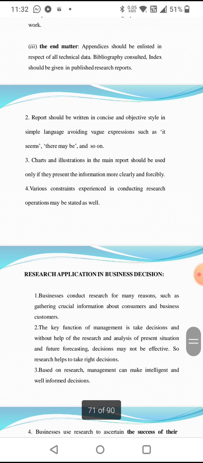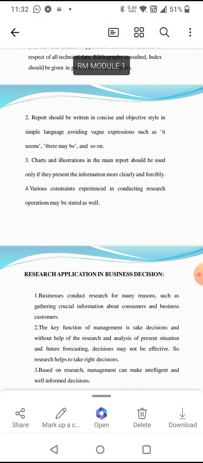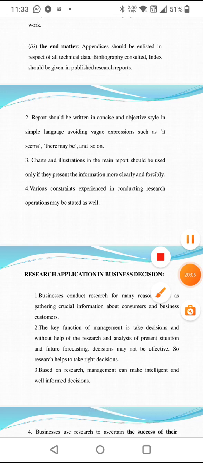So what are the criteria of good research? We have already written them down, and the report should be written in a concise and objective style. The charts and illustrations in the report have to be properly named, right? Various constraints which are experienced in the process of business research can also be noted down. So this was the entire research process which we have learned through that block diagram. It is one of the important topics of your research methodology. So I think we are done with video 3, and in video 4 we'll continue the rest of module 1. Thank you.